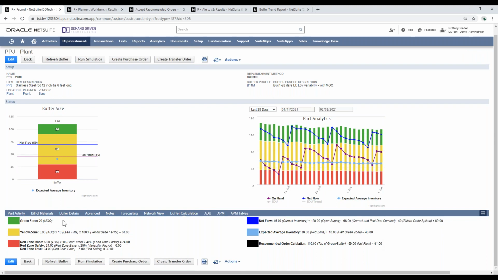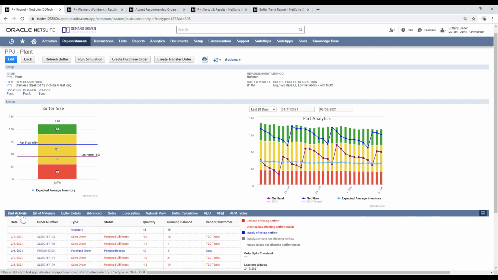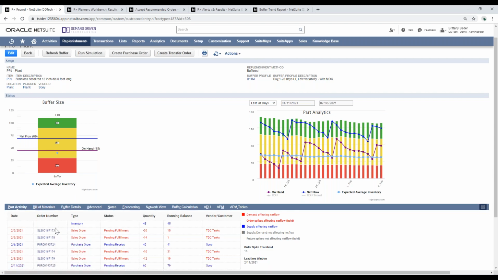If I want to see what transactions are affecting my net flow today, I would go over here to this part activity tab. So this is where I can see all of those open transactions in NetSuite that this item's featured on. I've got links to each of those items in here, so I can click on those if I want to see more details about that order. My inventory is always at the top as it stands at a point in time today. So I have 45 units on hand today.